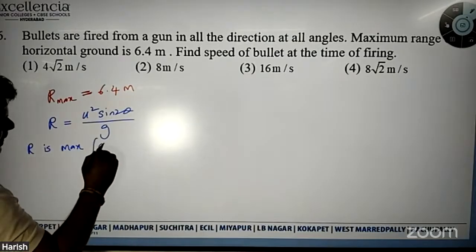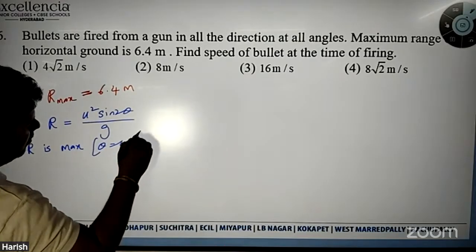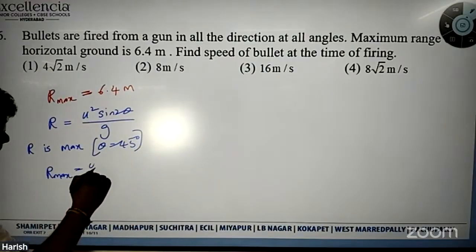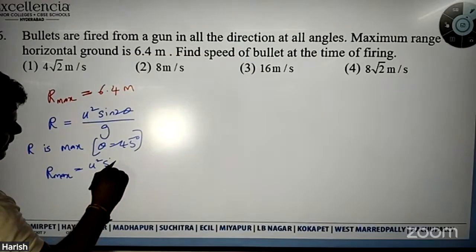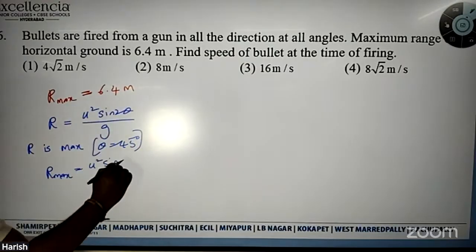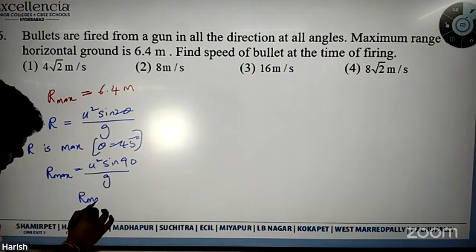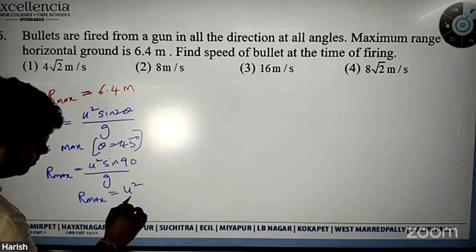Range is maximum when theta is equal to 45 degrees. So R max will be u squared sine, if you put theta 45, sine 90, by g. So the maximum range is u squared by g.